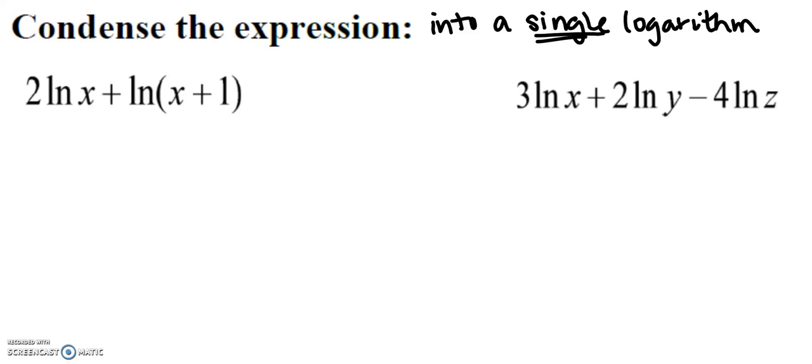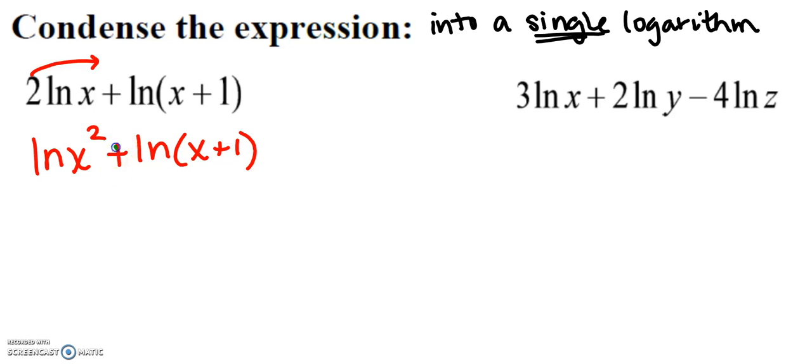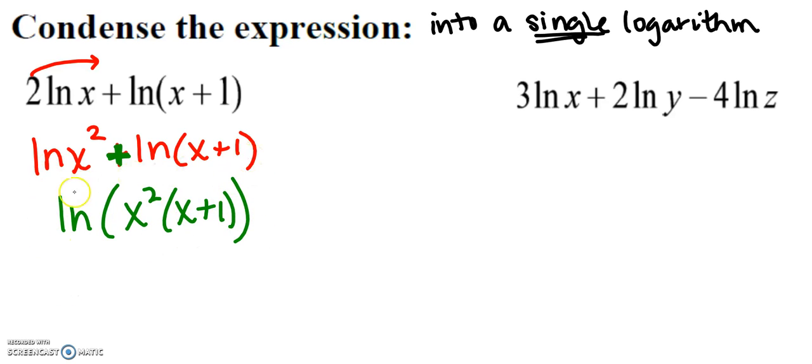So working backwards here, I'm going to use my power property. I'm going to bring that square up. Then I'm going to notice my addition could be condensed down into multiplication. And that's going to be my final answer because I've written one single logarithm.